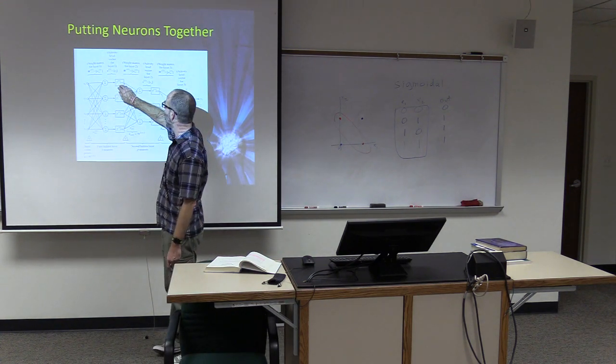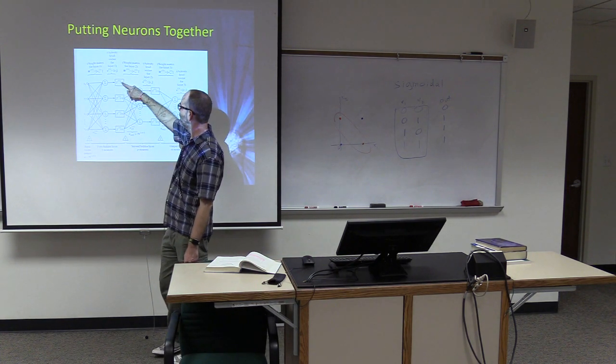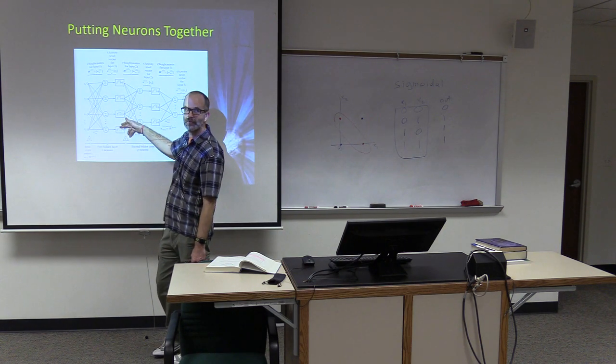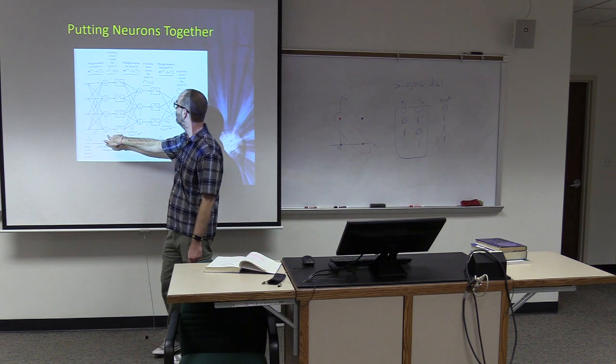Add them up, run them through activation functions. That gives me 1, 2, 3, 4 outputs. So here, well, n outputs. So I've got n neurons in this first layer.